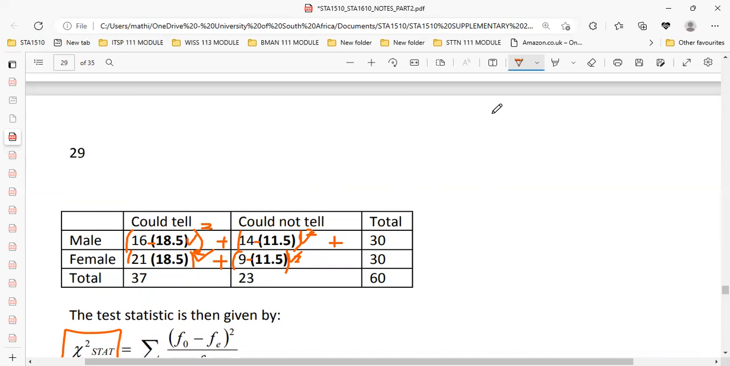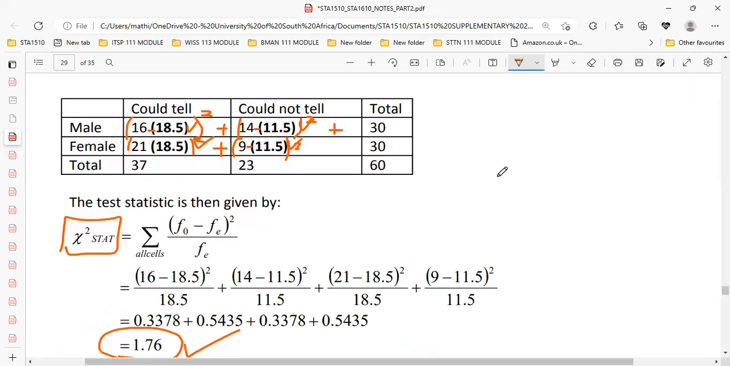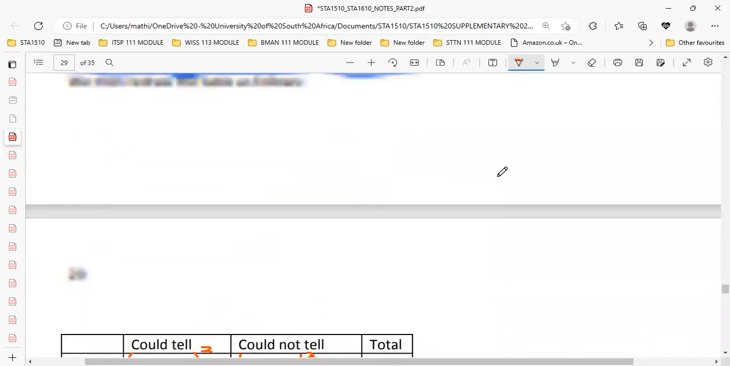Okay, now let's move to step 3. Remember step 1, you do what? Step 1, you set the null and alternative hypothesis. Step 2, calculate the test statistic. Then let's now move to step 3. Okay, step 3, is it?